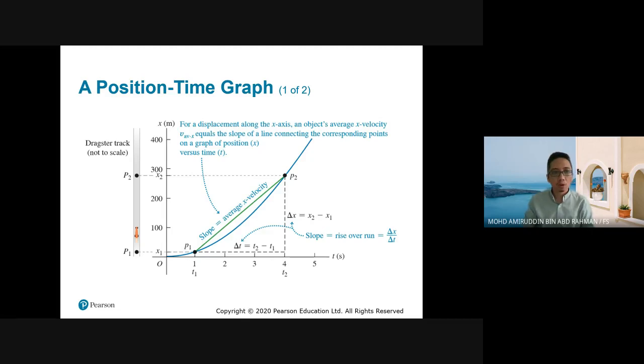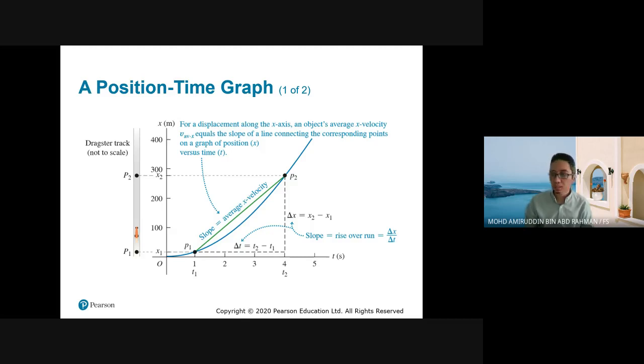So for measuring that, we have a position-time graph. Let's say at time 1, your position is at x1.